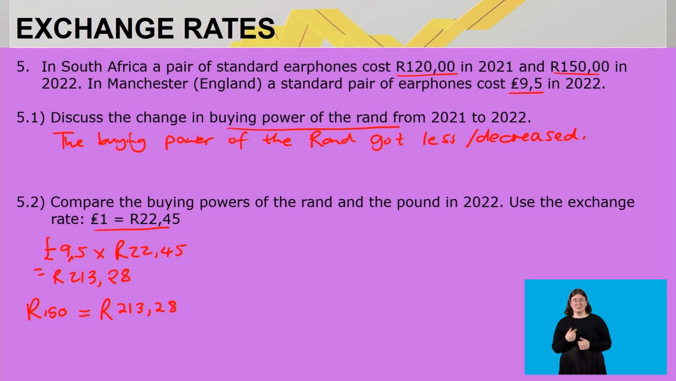So looking at this, we can actually see that the buying power of the pound is not that good. We agree, because for the same item, we are paying less. Guys, are you following? Even though the exchange rate is indicating that the pound is stronger than the South African rand, the buying power of the pound is less, because England, we can basically say, is more expensive. All right, guys, I hope that's clear to all of you.